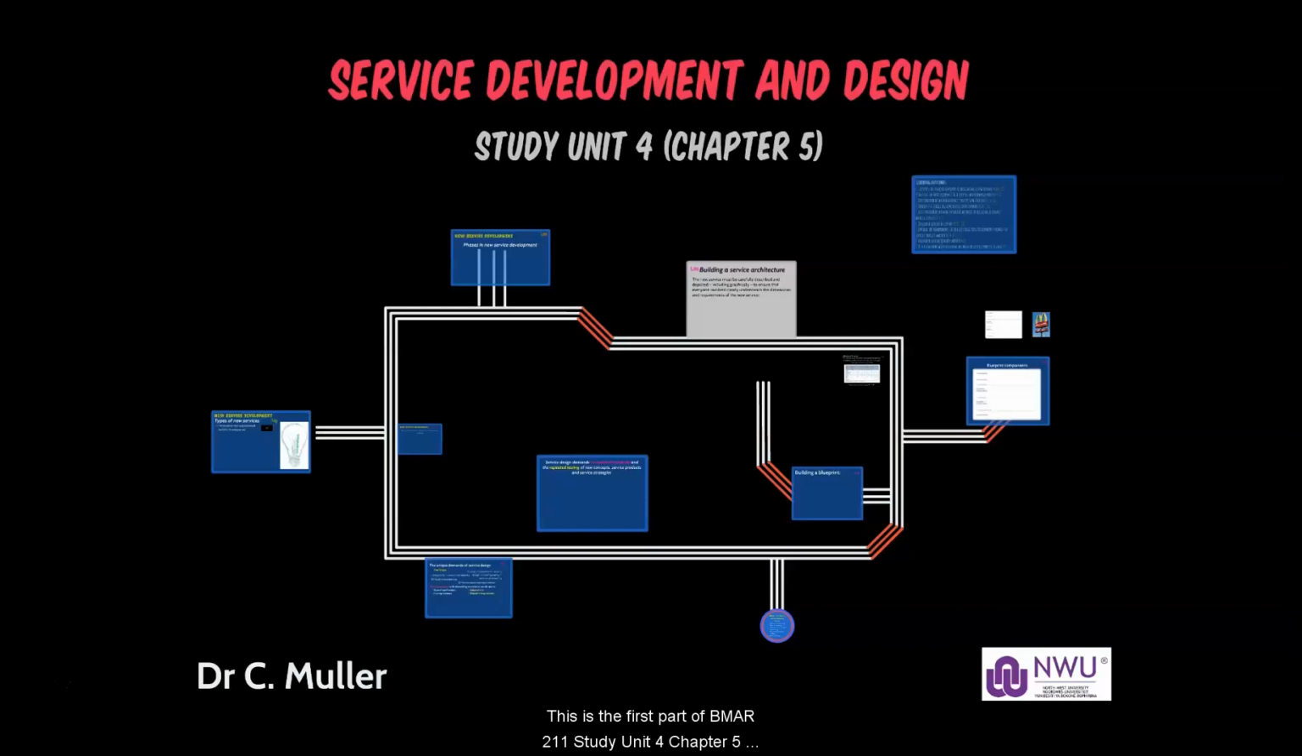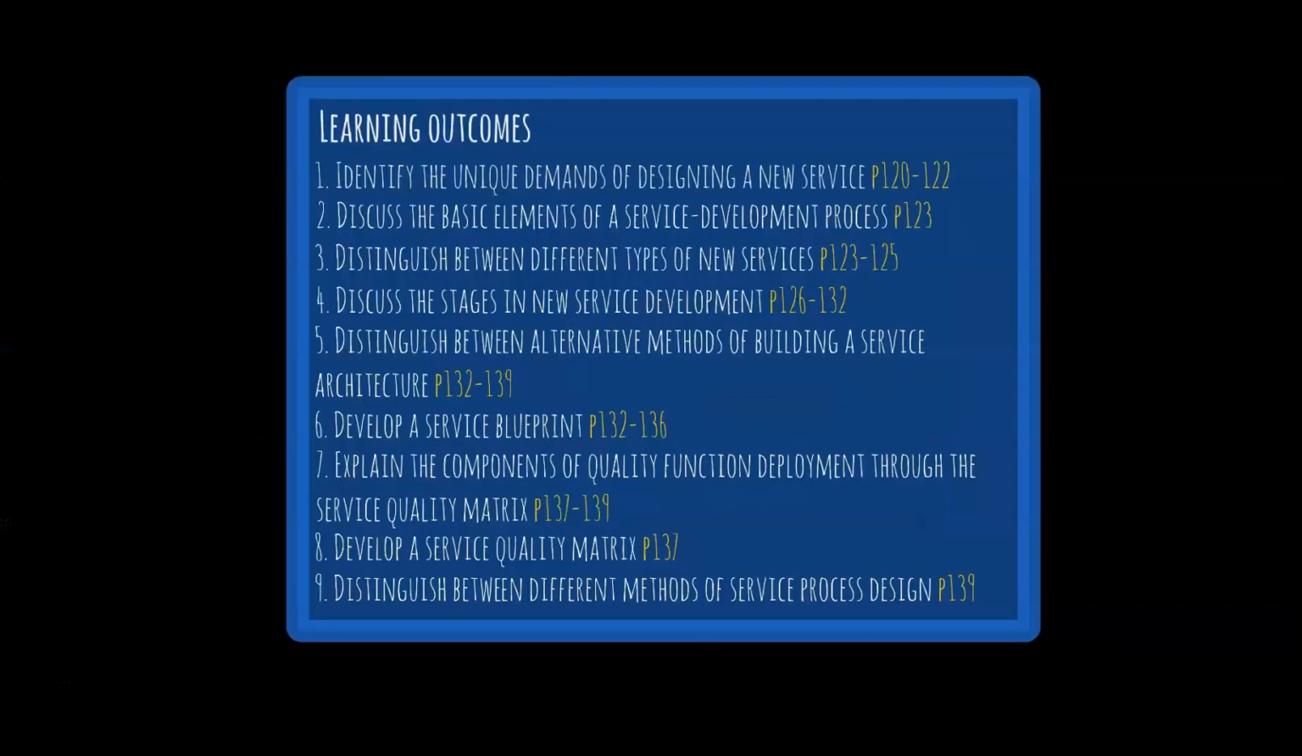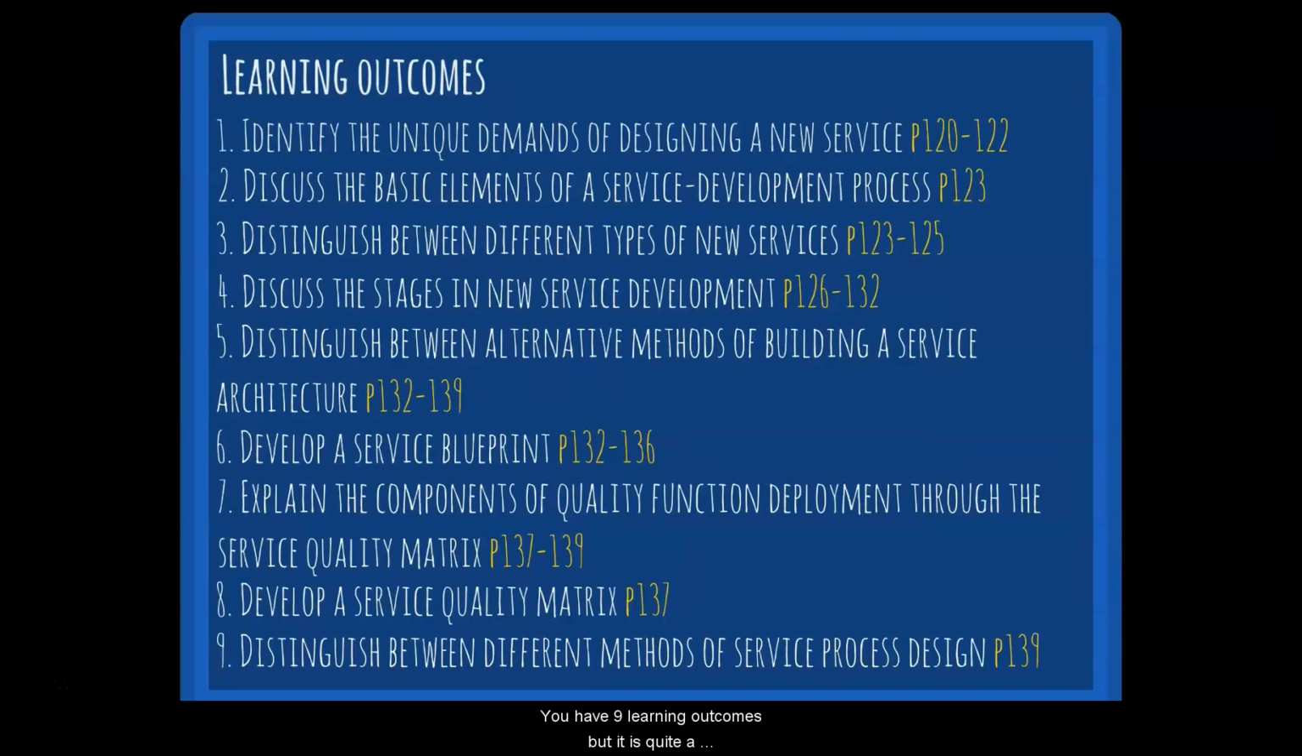This is the first part of BMAR211, Study Unit 4, Chapter 5, and we will have a look at service development and design. You have 9 learning outcomes, but it is quite a short chapter nonetheless. First, identify the unique demands of designing a new service, discuss the basic elements of a service development process, distinguish between different types of new services, discuss the stages in new service development, and then 5 will encompass the rest of the learning outcomes, where you will distinguish between alternative methods of building a service architecture.